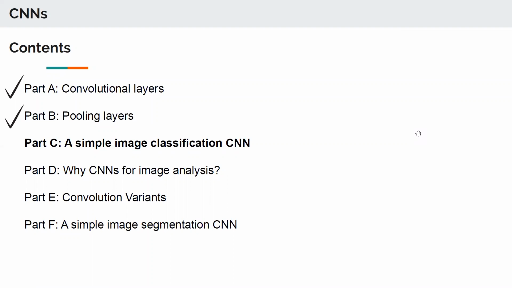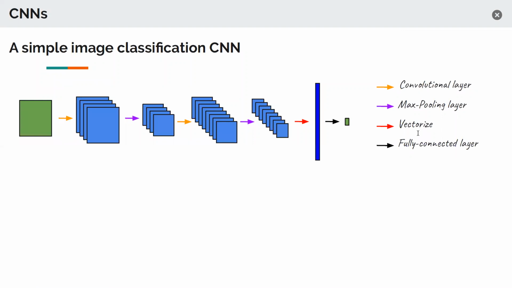Okay, so now in this part, let's start by looking at a simple image classification CNN. This is the schematic that we've been seeing many times already in the slides before, but let's discuss it a bit more with the context that we have now, now that we understand convolutional and max pooling layers. So we start with a certain input image, and then we have a convolutional layer here.